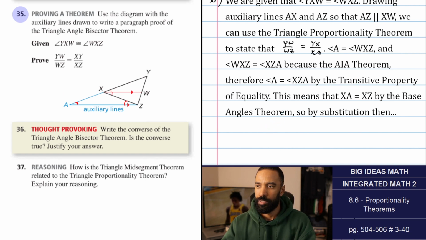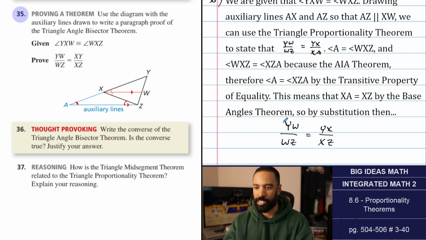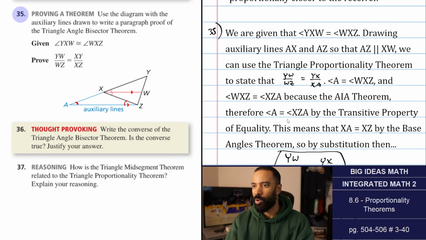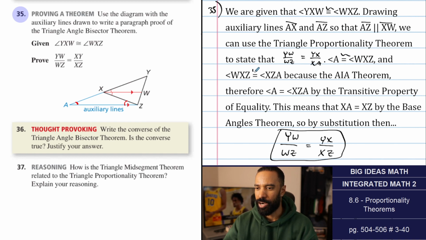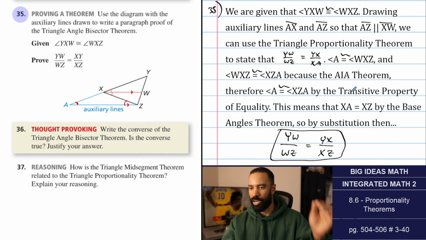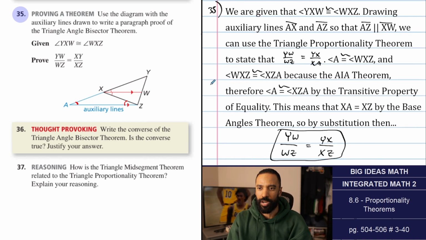YW over WZ equals YX over, instead of XA, I can write XZ, and that's the one that we wanted to prove there. So all the congruent things I need congruent there. I need segments here, those are lengths, congruent there, and congruent there. And then I leave these ones as lengths right there just to make a substitution straight up. All right, that's number 35.